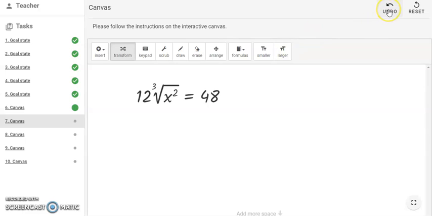Again, if you make a mistake, you can always click on the undo button and back up to the beginning and start all over again. So go ahead and investigate it for a while, and then turn the video back on when you're ready to continue.